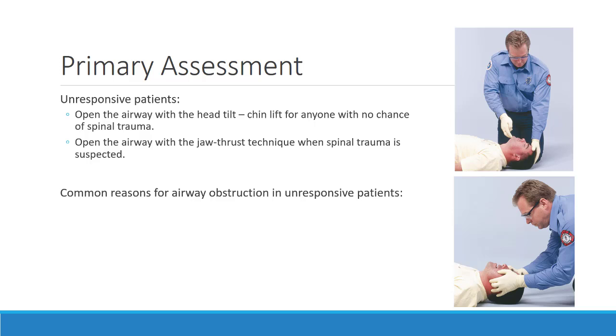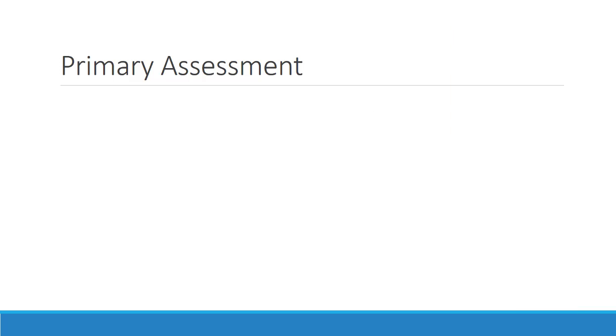Some common reasons for airway obstruction in unresponsive patients include the tongue, as I've mentioned, trauma to the face, trauma to the neck, and blood. Again, this would be coming from trauma, or could be coming from a nosebleed. A lot of people, especially maybe some older people, have problems with having nosebleeds. It could also be a foreign body in the airway.